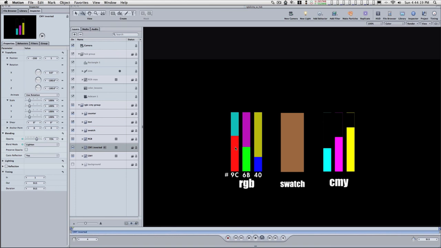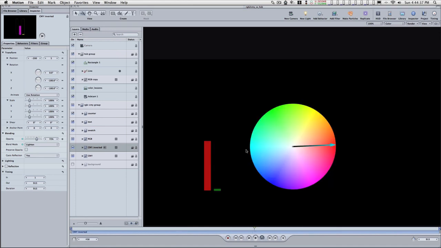And these values, red and cyan, are 180 degrees apart on the color wheel. They are exact opposites. The same with green and magenta, and blue and yellow. And if we move over to here, you can see cyans are here, red is here. Across from green is magenta, and across from blue is yellow.